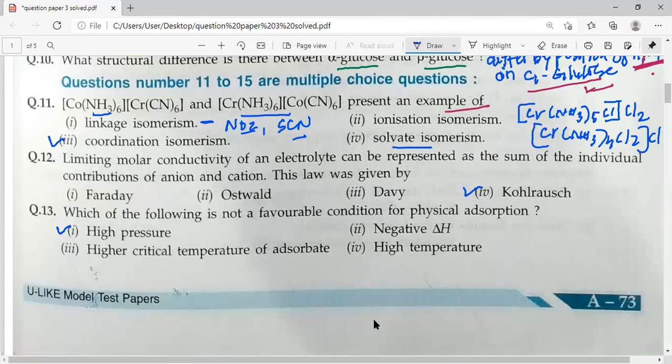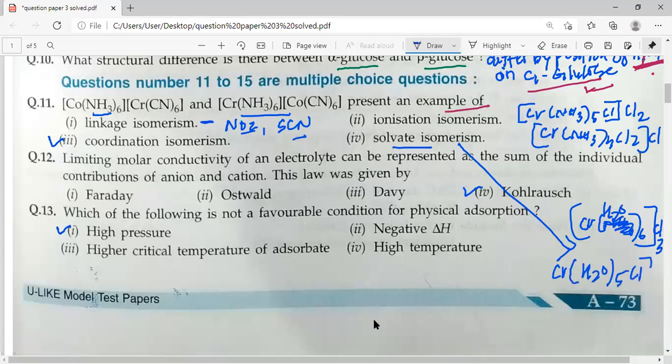Solvent isomerism, again, we can see that we have an example of solvent isomerism. For example, if you have [Cr(NH3)6]Cl3, or let's not take NH3 here, but let's take H2O here, [Cr(H2O)6]Cl3, or we may have [Cr(H2O)5Cl]. Let me explain on another page so that you can understand, my dear students.